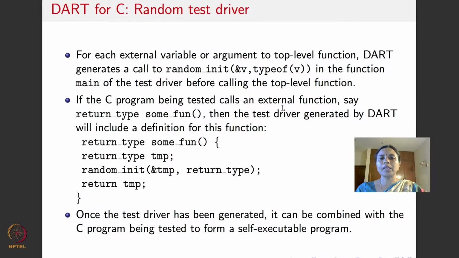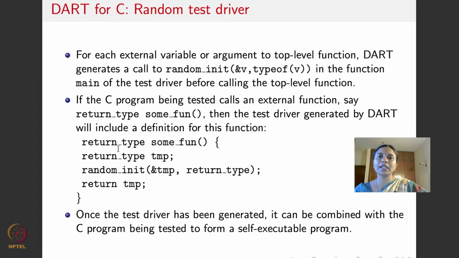The C program being tested calls an external function, let's say some function, call it some_fun, of some return type. Then the test driver generated by Dart will also include a definition for that function. So it will say this is the return type of this function called some function. Inside that, there is a variable called temp which is of type return type, and the random init function can be called to initialize temp and return it.